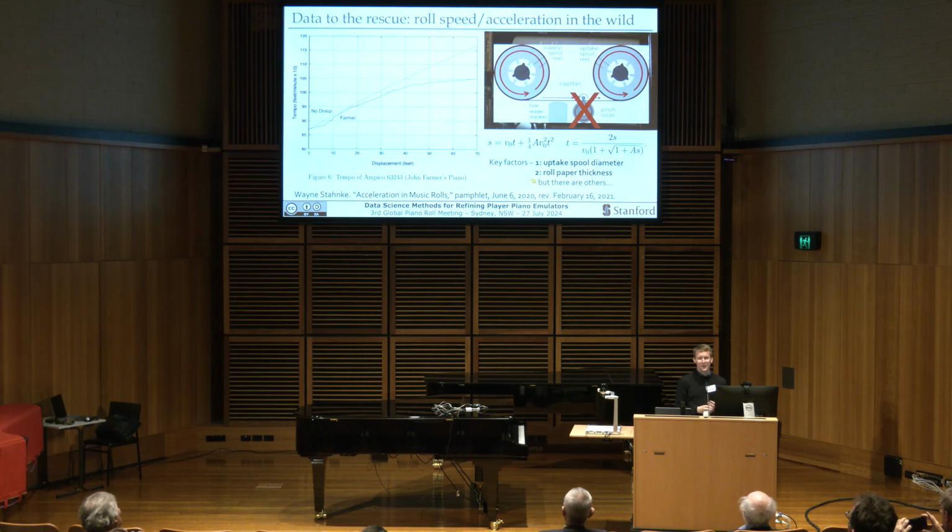But even then, for one of the most basic aspects of piano roll playback, there are other complications, including this notion of pneumatic droop, where the uptake roll is also getting heavier as the roll is playing, and so the acceleration slows down. This is some work of an experiment that Wayne did to quantify how all this works out in practice. And the data science approach that we've taken is just to take this experiment that Wayne did once and repeat it 100 times with a bunch of other rolls.